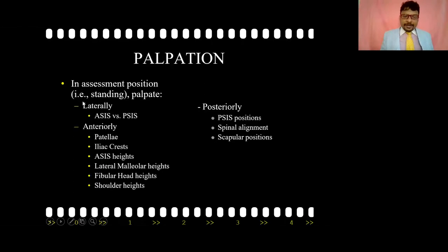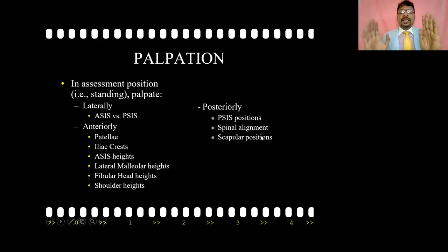Anteriorly, we have to check the patella, iliac crest, anterior superior iliac spine heights, lateral malleolus height, fibular head heights, and also shoulder heights. These things we have to observe and palpate, feeling with our hand whether the position is equal or there is any alteration, with one side up or down. Posteriorly, we have to check the posterior superior iliac spine, spinal alignment, and scapular positions.